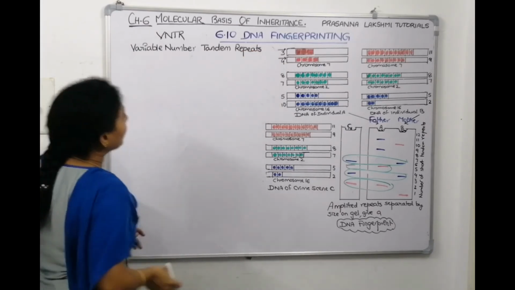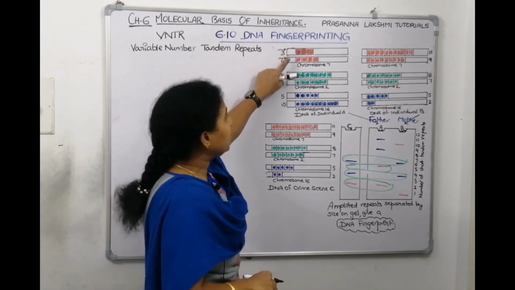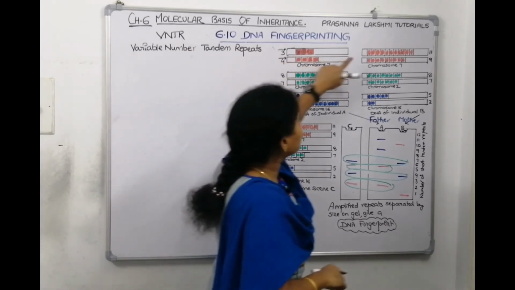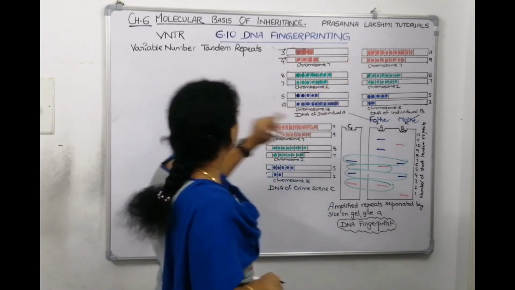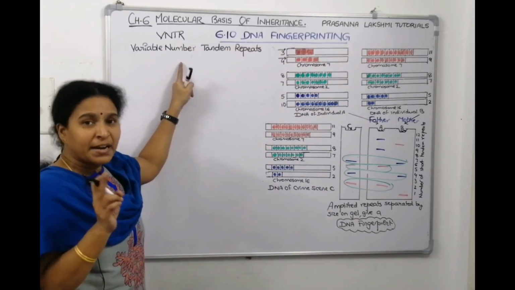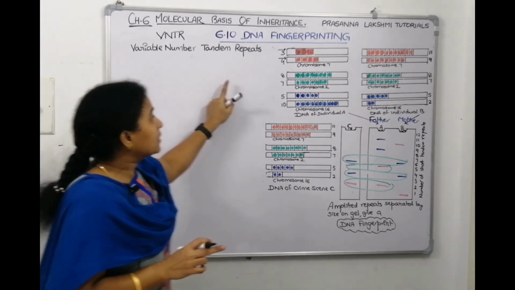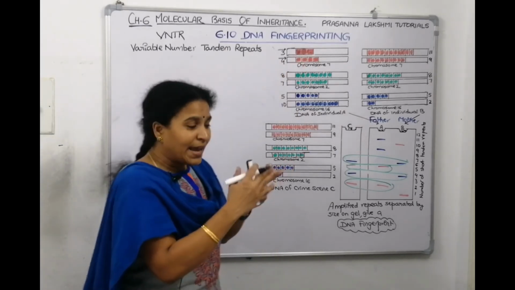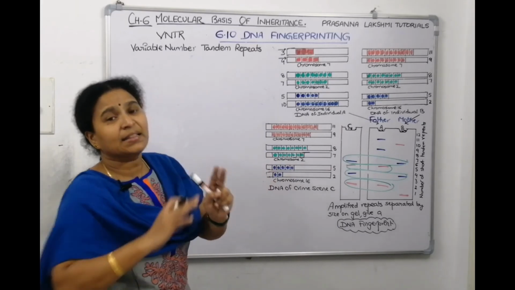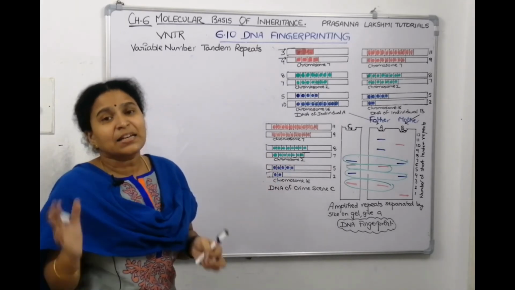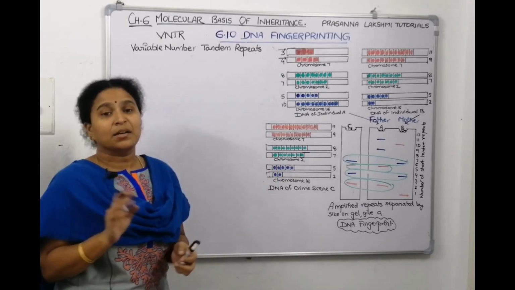So variable number: here it is 3 times repeated, here it is 4 times repeated, here it is 11 times repeated, here it is 9 times repeated. Is it variable? Do you agree? Yes. Tandem repeats: there is nothing between these two. 80, again 80, again 80, 3 times. Like that it is repeating. It's called variable number tandem repeats.